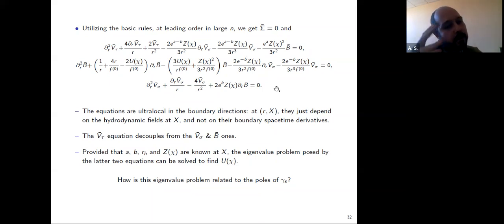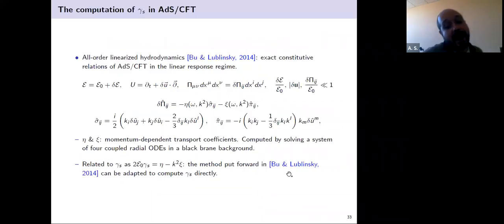I emphasize this point that we saw before in BRSSS theory or this generalized HSW model. And now, with these equations in mind, I just want to tell you how the eigenvalue problem that they're posing for u of chi is related to the poles of gamma s. So on this front, I have to do no work, because in an almost direct way, the poles of gamma s in AdS/CFT were computed by the work of Bu and Lublinsky in 2014, in which they studied all order linearized hydrodynamics.